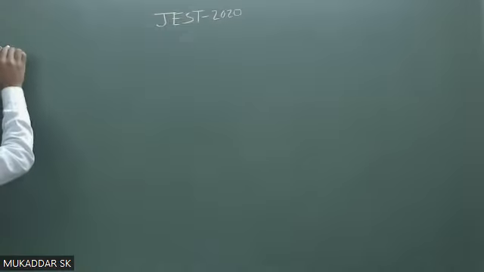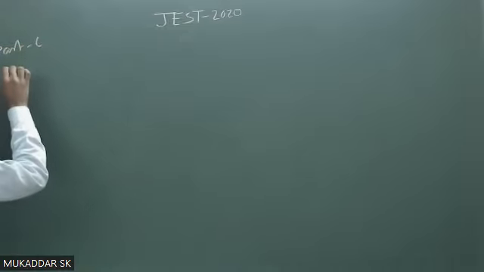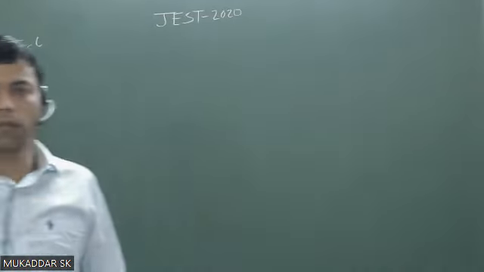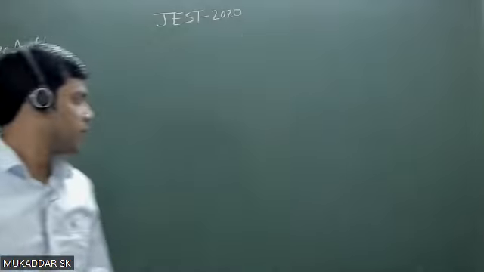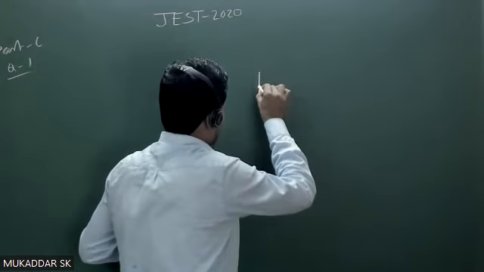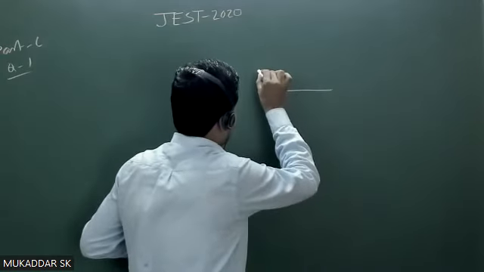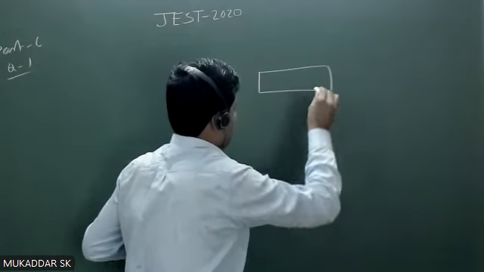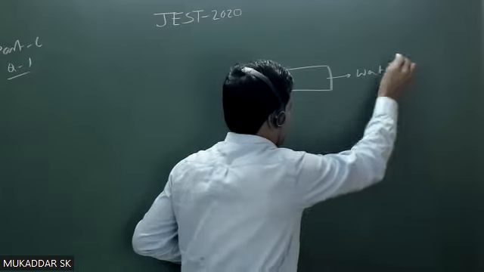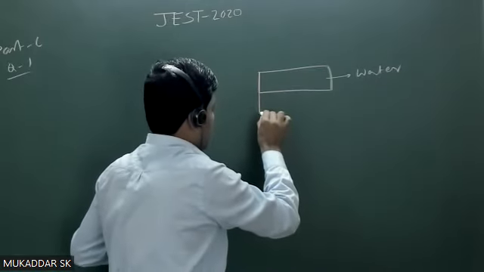Hello students, today we are going to solve a question from JEST 2020, part C. It's basically from optics. In that question, it is given that you have a thin film of water that is floated on silicone oil.